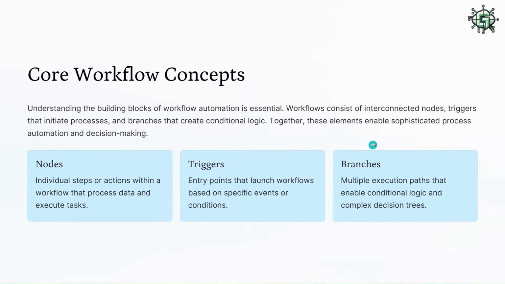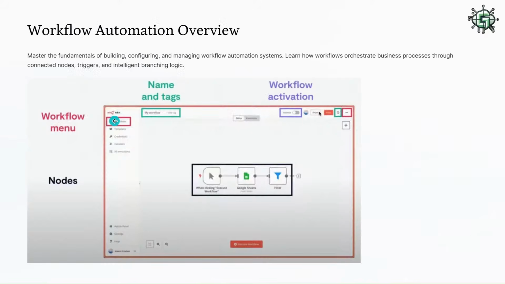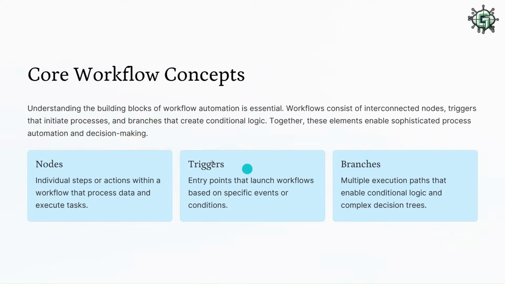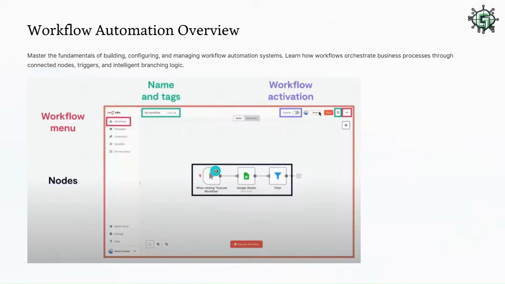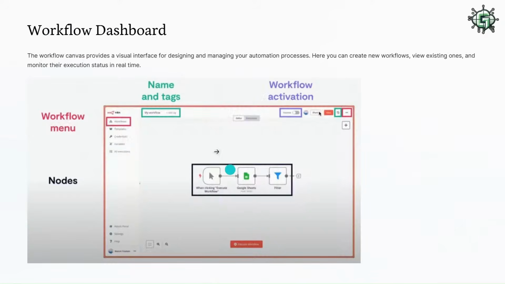Let's see. We have seen this already, right? The nodes, triggers, and branches. So here I will explain branches. See, this is called branches. Connecting from node to node in the process. And if we click this plus button, we can add some branching, an if-else statement. So nodes I have explained. Trigger will be at the starting. This is a workflow dashboard, showing how everything will work.